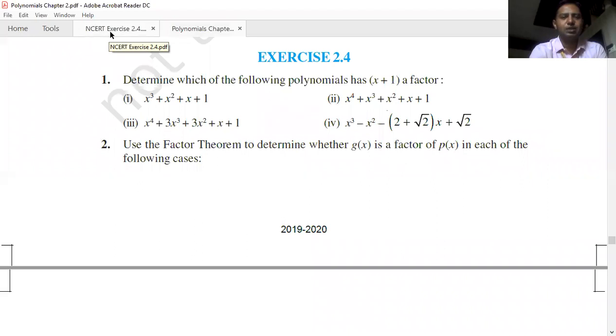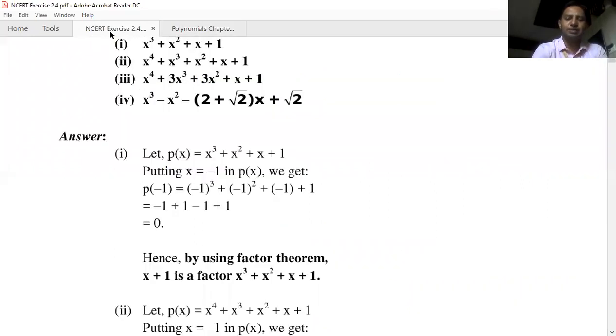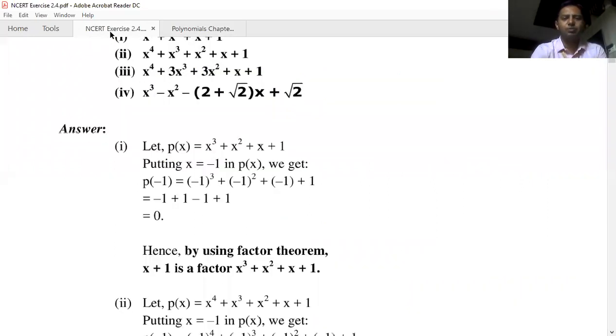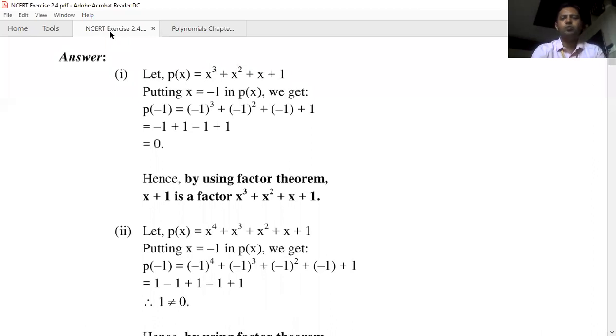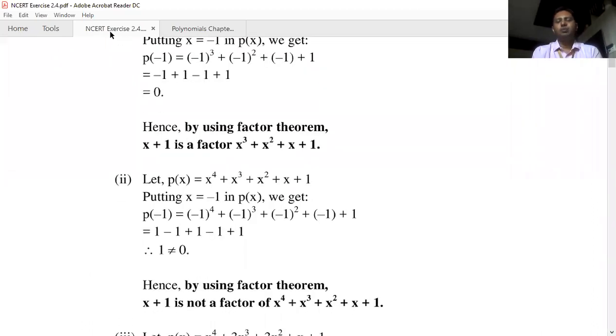Just let's check. If we substitute the value of x as minus 1 in the given polynomial, that is minus 1 raised to power 4 plus minus 1 raised to power 3 plus minus 1 square plus minus 1 plus 1. That is 1 minus 1, 1 minus 1 and 1. This 1 minus 1, 1 minus 1 will get cancelled and we are left with 1 only. This is not the factor of this polynomial. Hence, by using the factor theorem, x plus 1 is not a factor of x raised to power 4 plus x cube plus x square plus x plus 1.